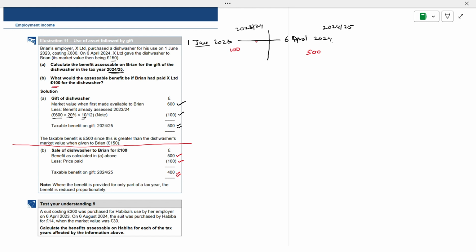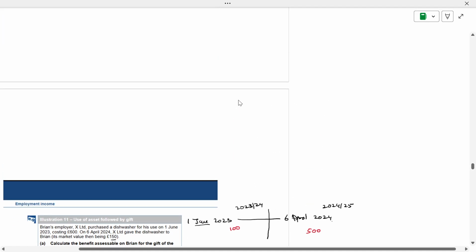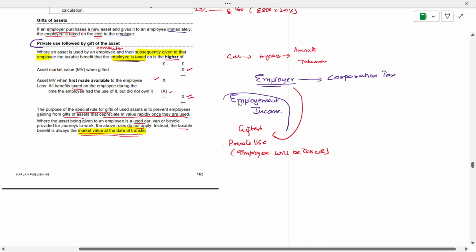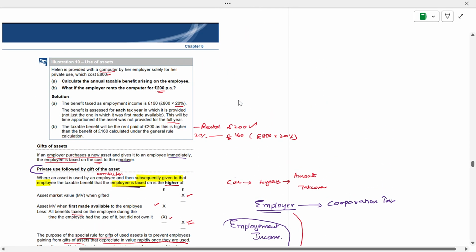There are two methods which we studied, right? Higher of rental value or market value. Where is that? See the thing. How much is this example, illustration 10? Yes, sir, that is fine.